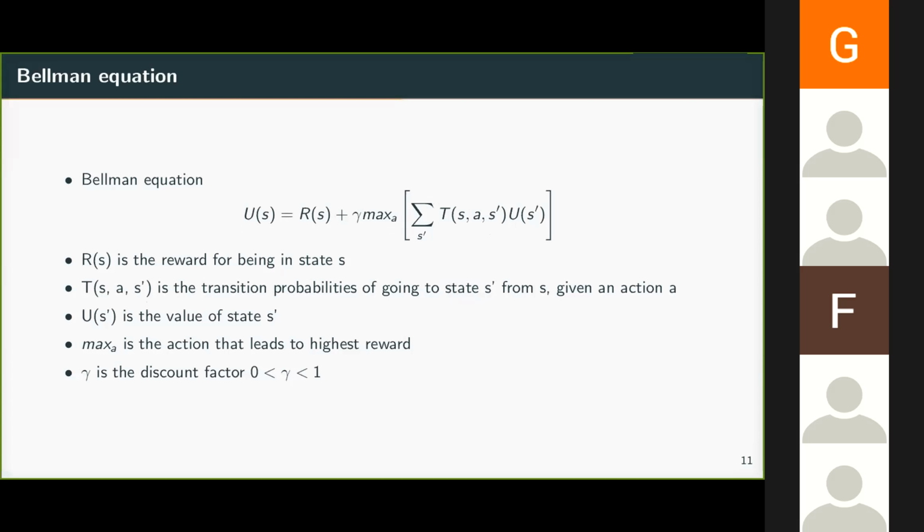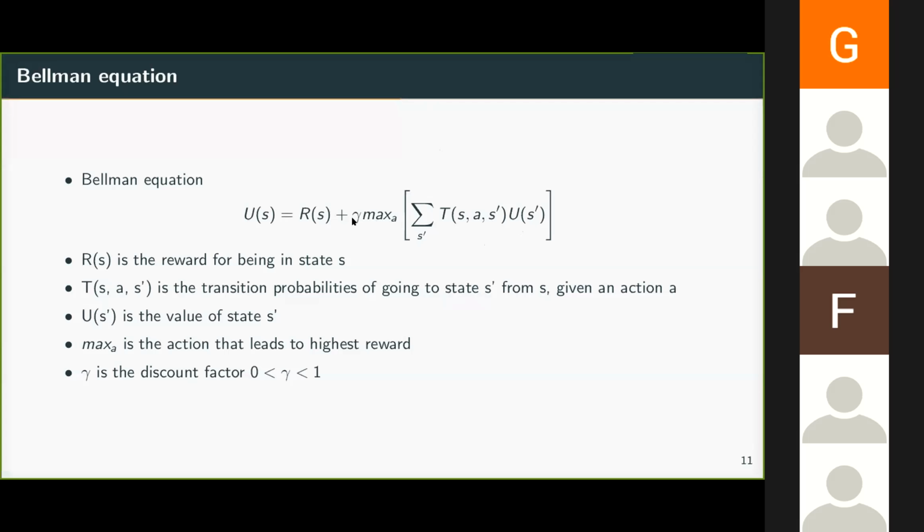Then U of S prime is the utility value of state S prime. So from S, if I go to S prime, U of S prime is the utility value of state S prime. And then if there are 3 or 4 S primes I can go into, I will pick the one that gives me the maximum reward. So I will pick the max of the surrounding states, which will give me the maximum reward.